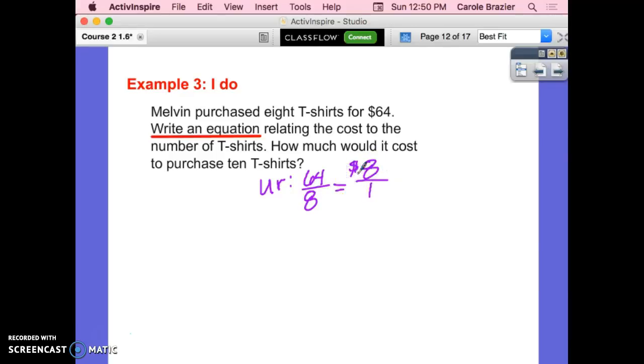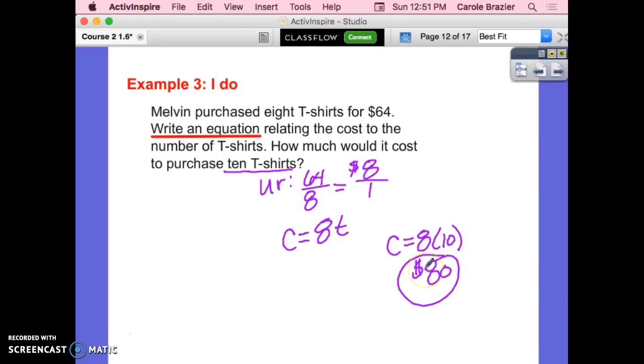So if you notice, this is still a proportion. And then I'm going to write an equation. So my cost per every shirt that I buy is going to be $8 per the amount of t-shirts that I choose to buy, okay? But I want to know for 10. So my cost is going to be equal to 8 times 10, and that's going to give me $80. Okay, so for 10 t-shirts, it'd give me $80.